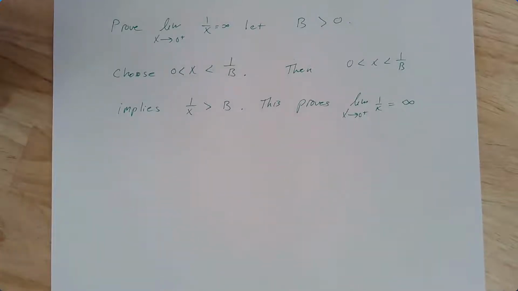Yeah, these delta epsilon ones, where it equals infinity or equals negative infinity, always seem a little bit stranger than the other ones. So that's how I would approach it.